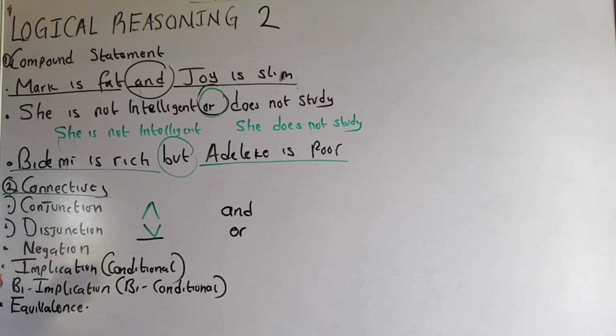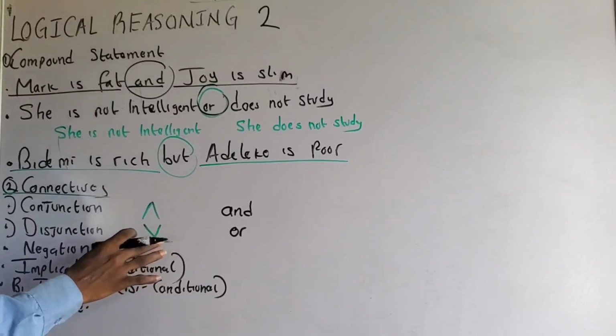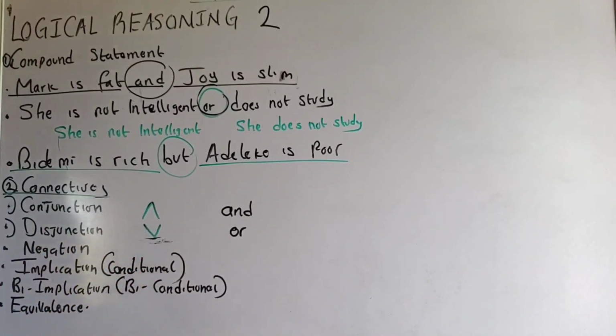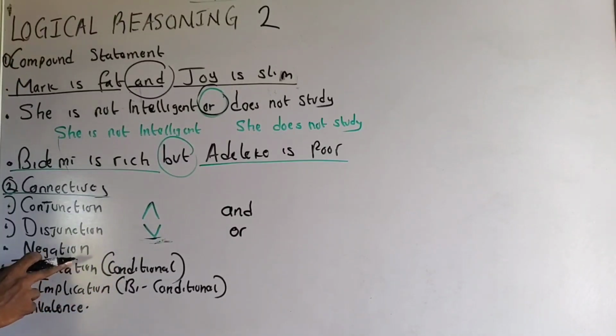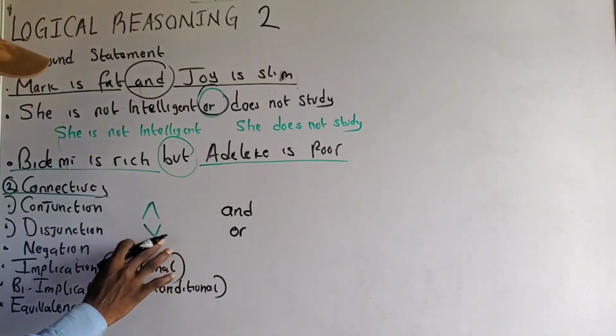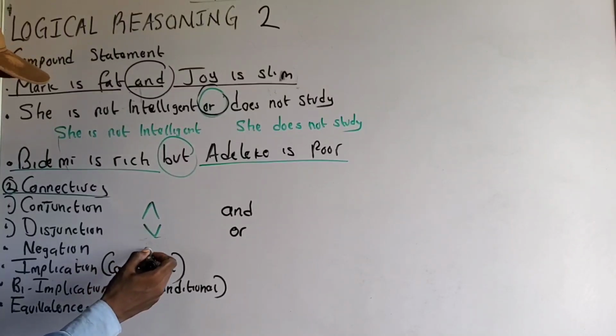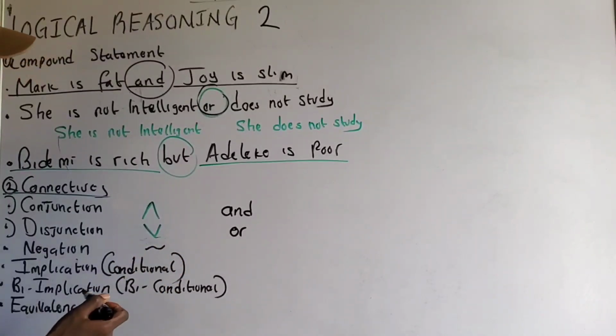Negation is just a symbol. Negation means the opposite of the truth value of a statement. I've already explained this in our previous class. If you missed the class, kindly check the description of this video or the first comment and click on that link to watch the class. This sign that you see here is negation, which is the opposite of the truth value of a statement.